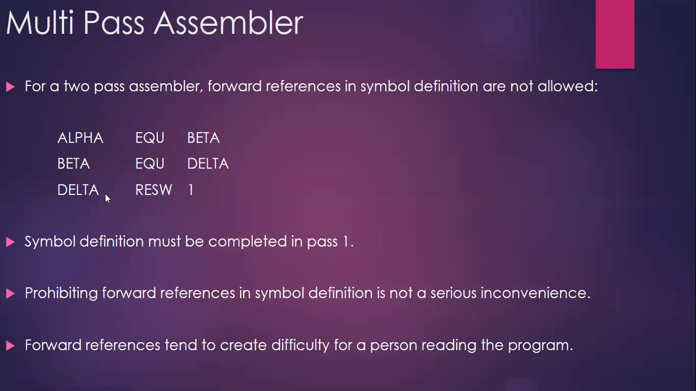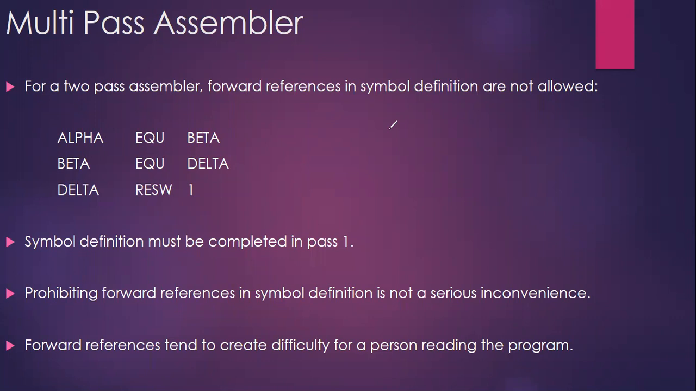During pass two, we got to know that beta is equal to delta, so the original value of delta will be made equal to beta. Now delta is known, beta is known, but alpha is unknown. Which means during the second pass I can get the value of beta, during the first pass I can get the value of delta, but alpha remains unknown. So this will generate an error when we end up with the program after the two pass assembly.